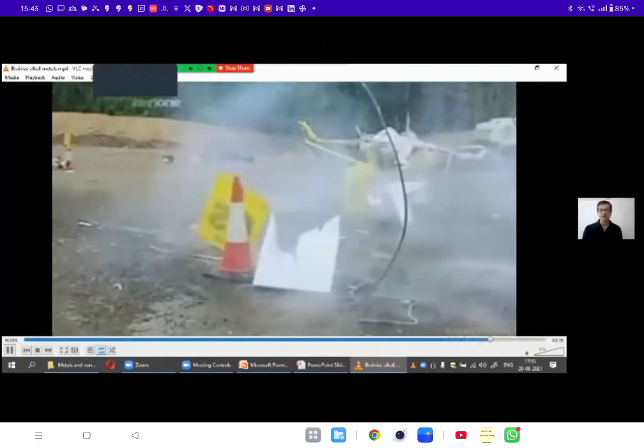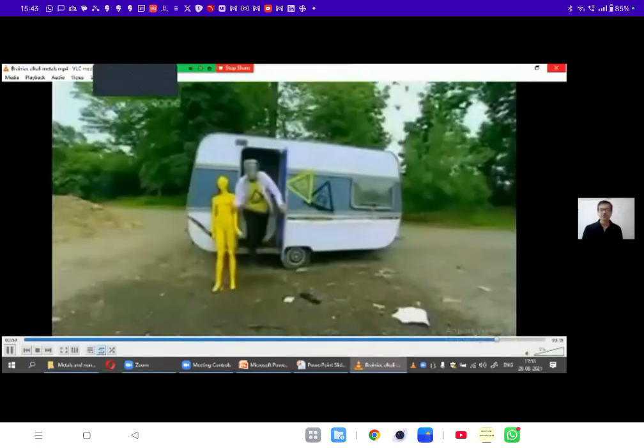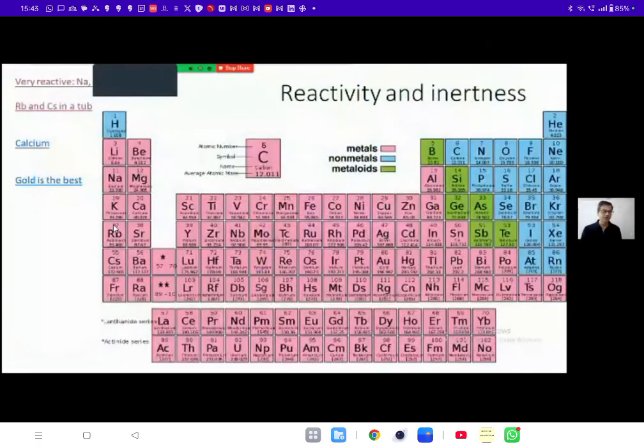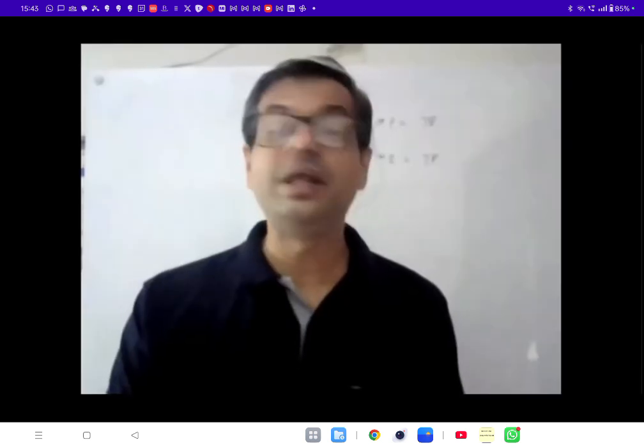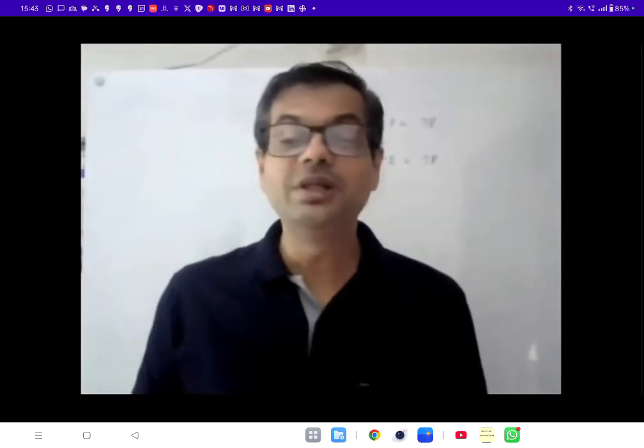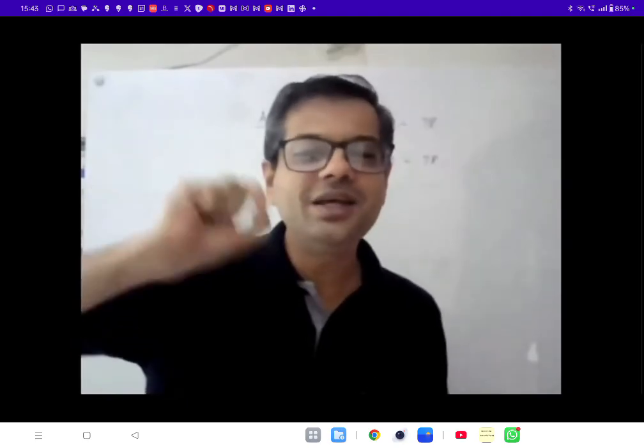Have you seen what has happened to this tub? That was these two, rubidium and cesium. This is the reactivity. They are very reactive. So chalo, let us see. Which one? एक book में एक line लिखो. Very reactive metals.